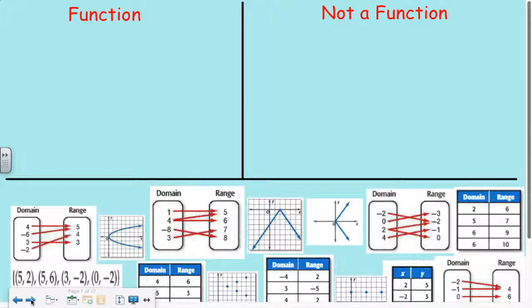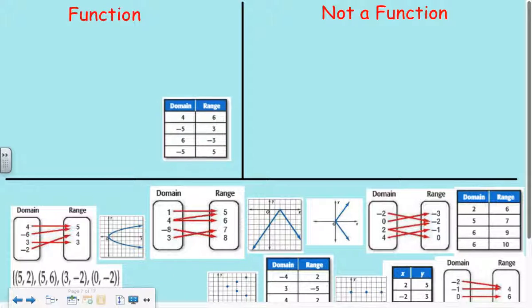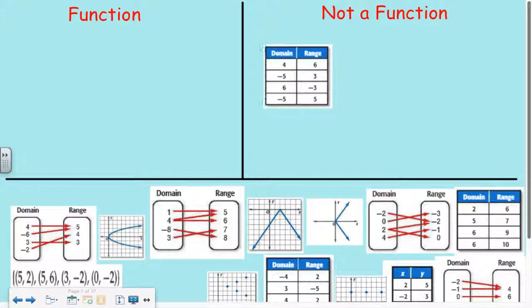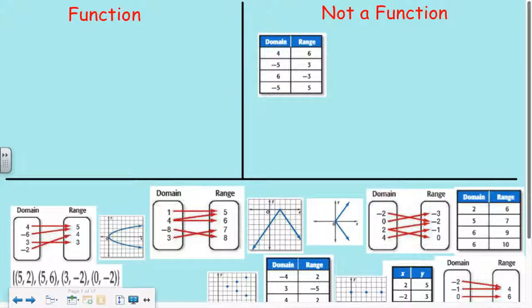All right, so now we have a click and drag for function or not a function. So we've got to look at each one of these and determine whether or not they're a function. So let's start with the tables. So I'm going to take this table and I'm going to look at my x values, which is my domain column. I have 2 negative 5s in my x column, so that makes it not a function.